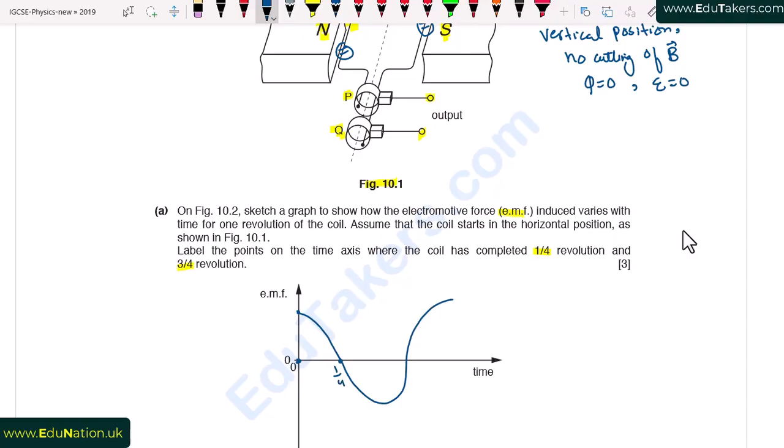This is 1/4, while at this position it is half, and this is 3/4, and at this position one cycle completes. So we also have to label 1/4 and 3/4 at this point. It is 1/4 rotation and this is 3/4 rotation. At this point the EMF is equal to 0 because at this position the coil is in vertical position.